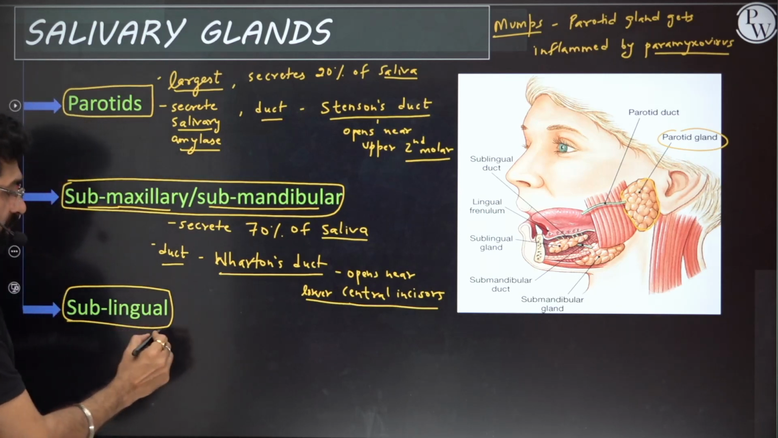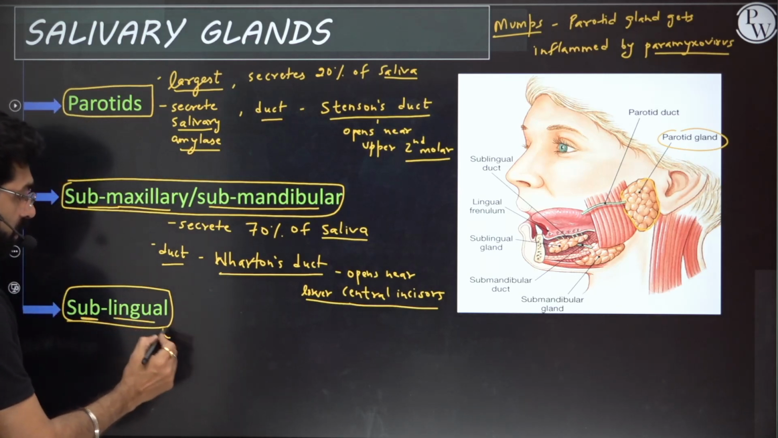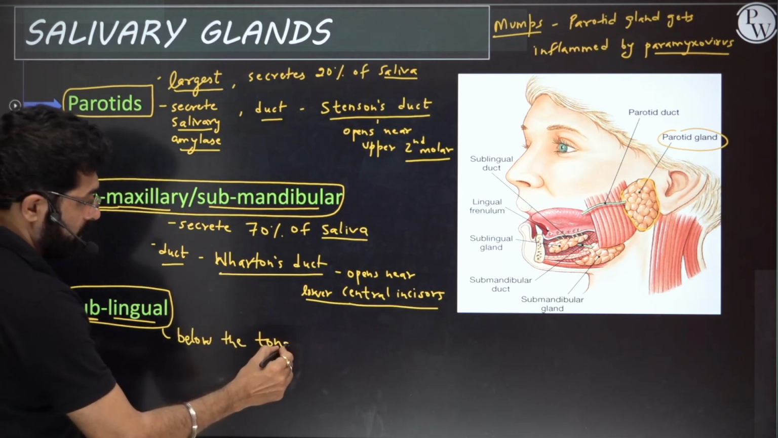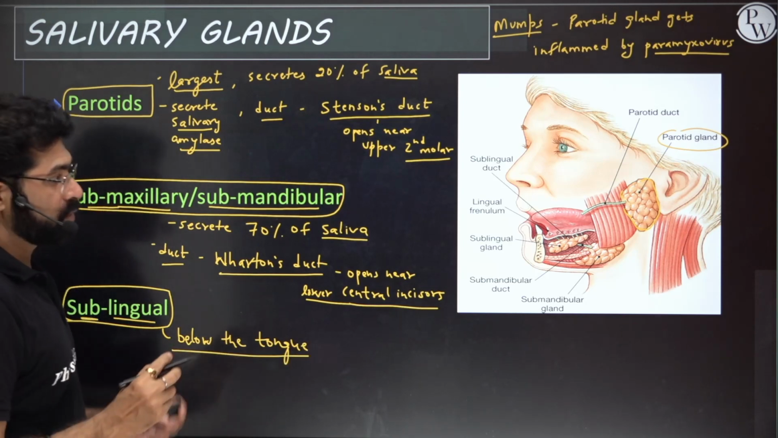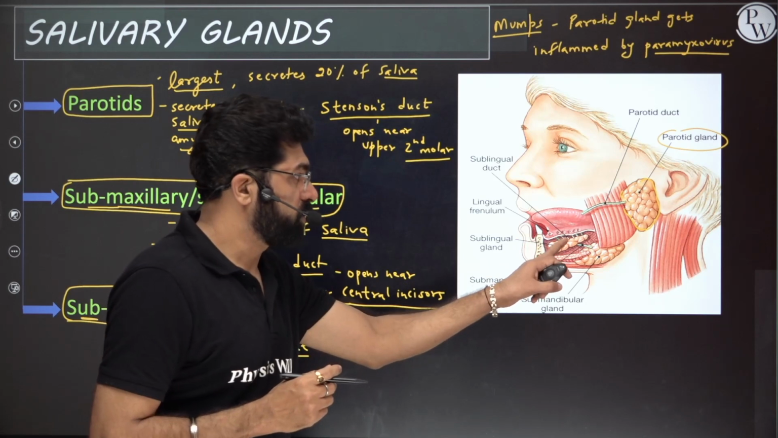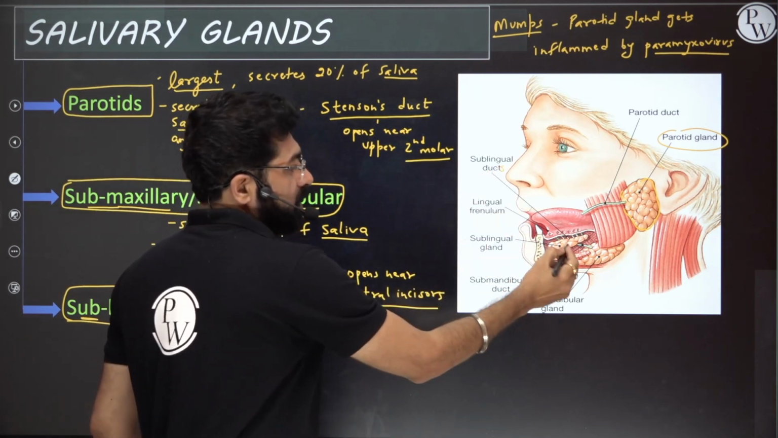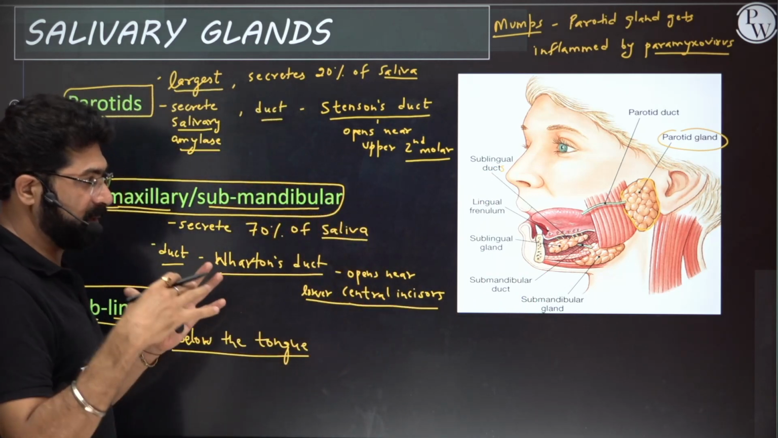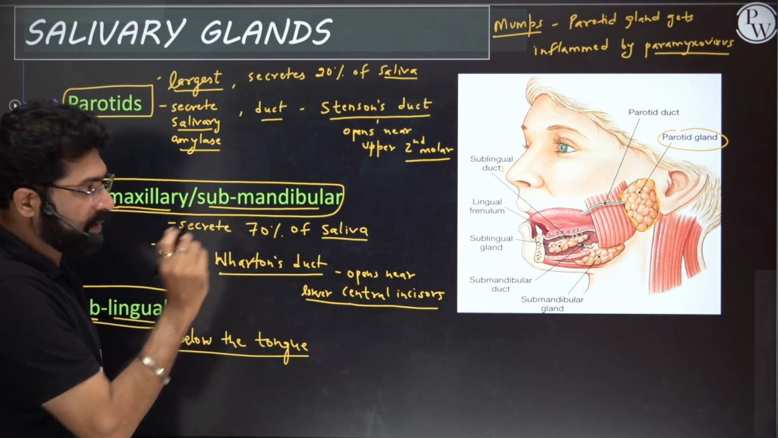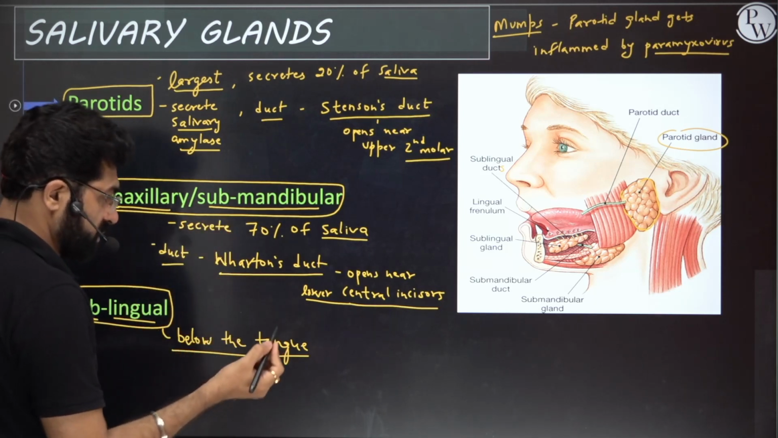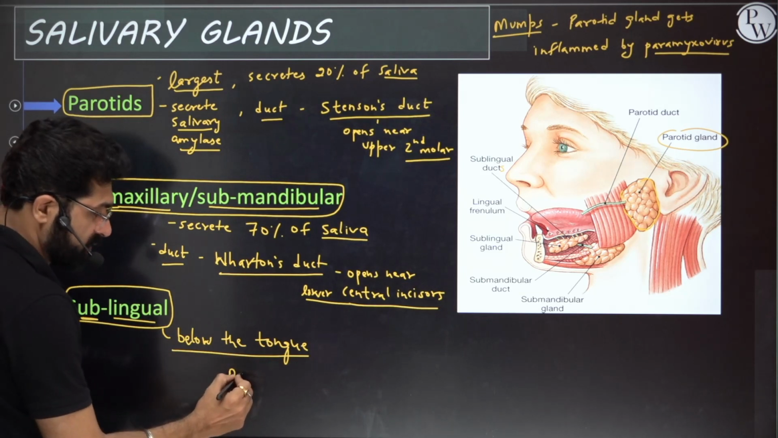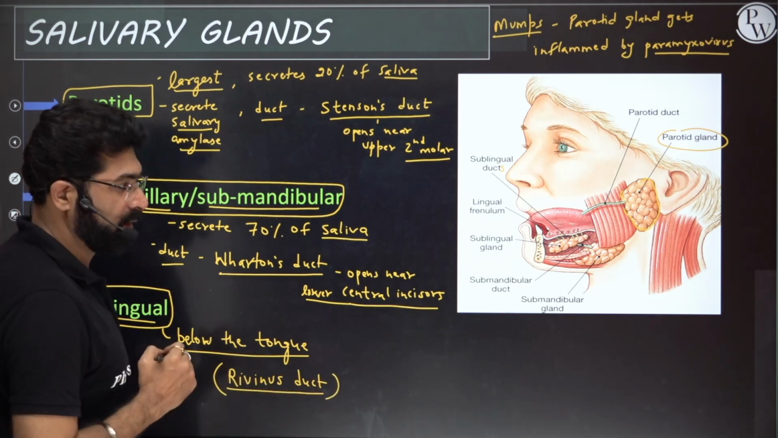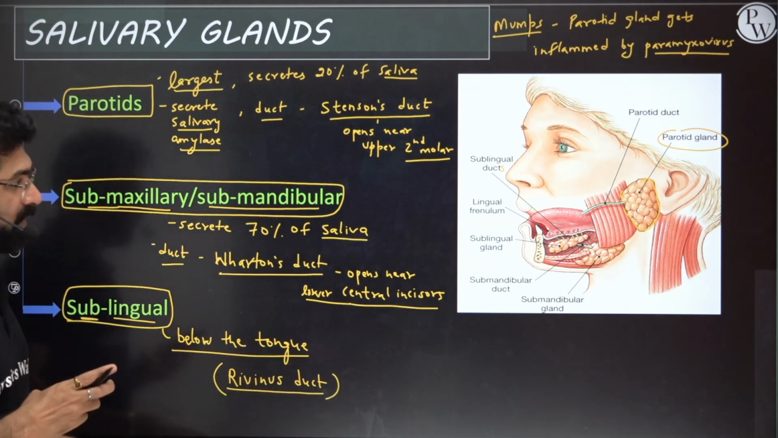The sublingual gland, as the name says, is below the tongue. Moreover, it is not one duct coming out. There are many ducts, the sublingual ducts. You can see so many ducts going and opening in that region. The major duct is the Rivinus duct, but there are many ducts which open here.